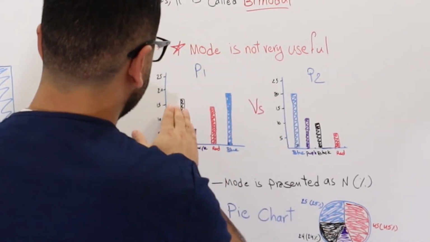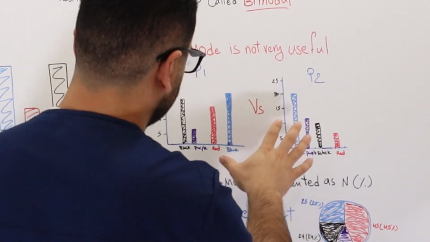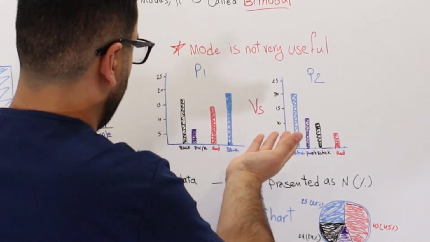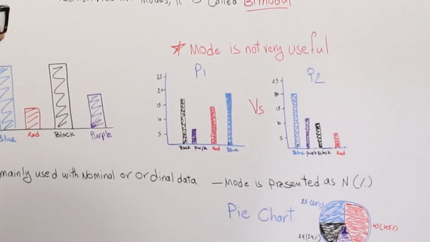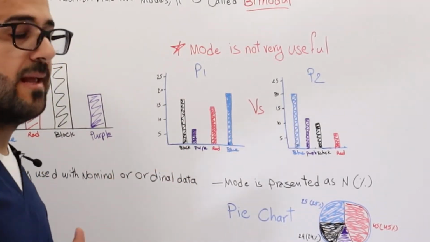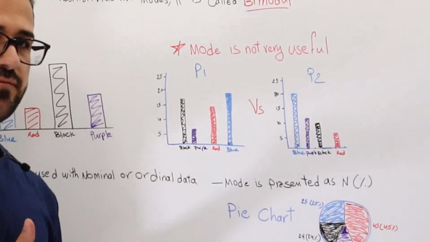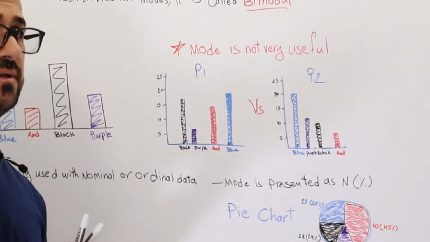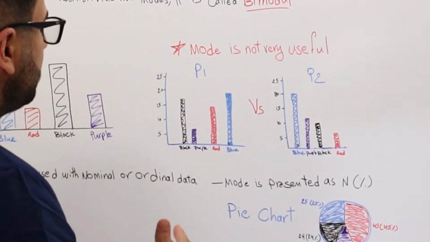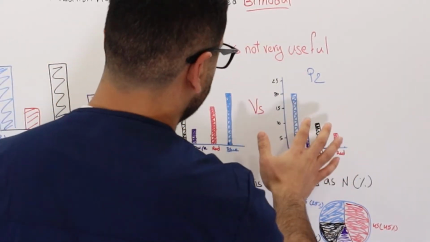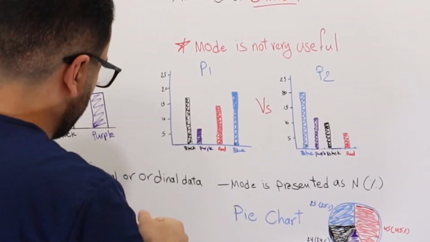So we see that there are 20 students here and 20 students here, in two different classes, and the mode is the same. The conclusion from these two studies would be that blue is the favorite color of first year and second year pharmacy students, therefore the mode is blue. However, that doesn't explain the rest of the data. So here we have black. Let's look at the black.